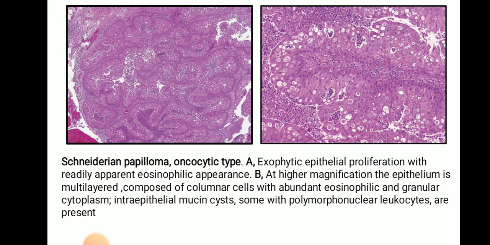This is the image showing oncocytic type of papilloma. This image shows exophytic epithelial proliferation with readily apparent eosinophilic appearance. At higher magnification, the epithelium is multilayered composed of columnar cells with abundant eosinophilic and granular cytoplasm. Intraepithelial mucin cysts, some with polymorphonuclear leukocytes, are also present.